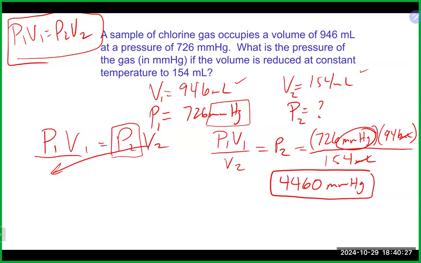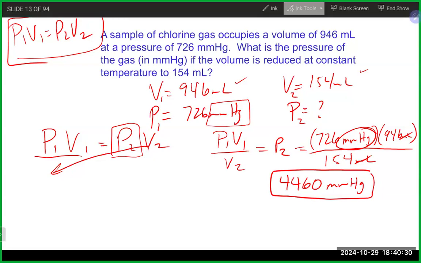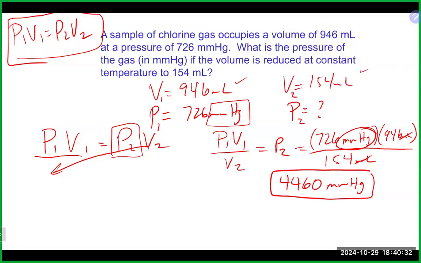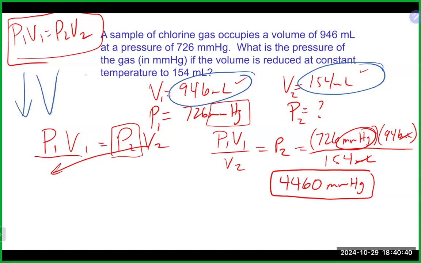First off, any questions on that? By the way, this is again Boyle's Law relationship, and we can see if it makes sense. Here, our volume went from 946 to 154. That means our volume went down. That means our pressure should go up. And it started at 726 and ended at 4,460. So it did go up. It went in the right direction. So understanding the relationships of what happens to one versus the other sometimes can help you in case you invert a number or something like that, and make sure that at least hopefully your numbers make sense. Any questions on that there?